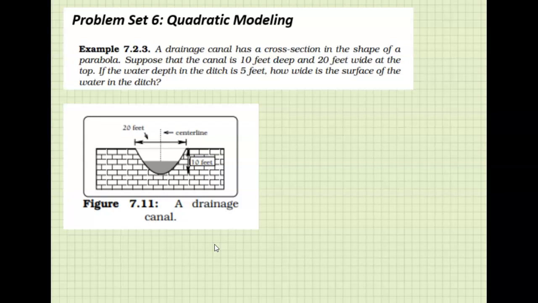Alright, so this is a reasonable picture of what this scenario is. So we have this canal, and the shape of it is parabolic. So this is a parabola. It says it's 10 feet deep and 20 feet across at the top. So you want to place a coordinate system. Imposing a coordinate system, this is probably a good place for the y-axis.